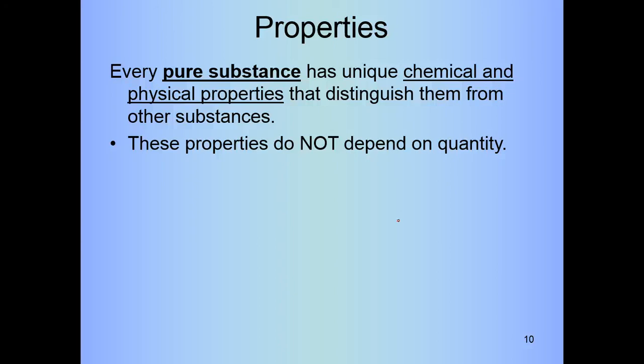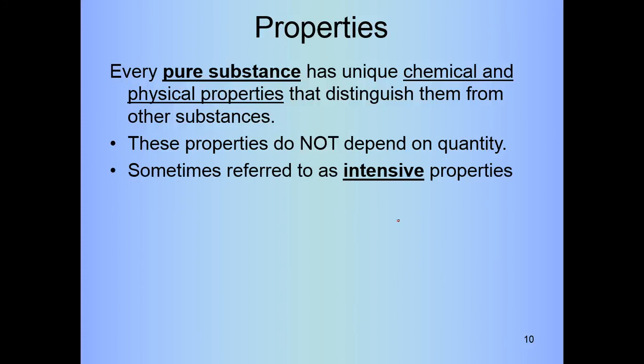of a certain liquid, the characteristics that we're using to describe it don't have to do with how much of it we have. Again, those are called intensive properties. If we're talking about the size of something, the mass, the volume, the length, those would be called extensive properties.